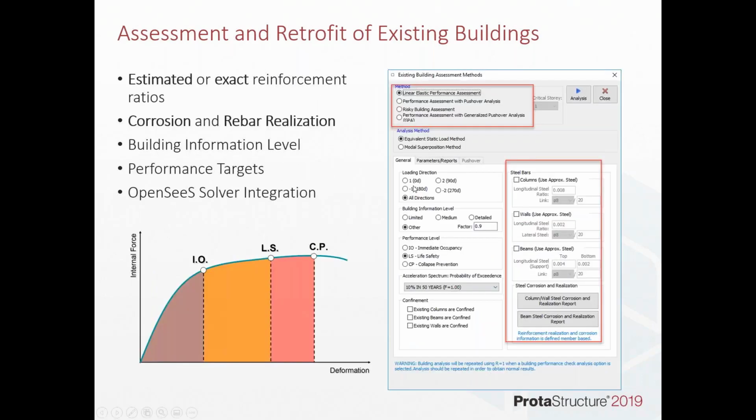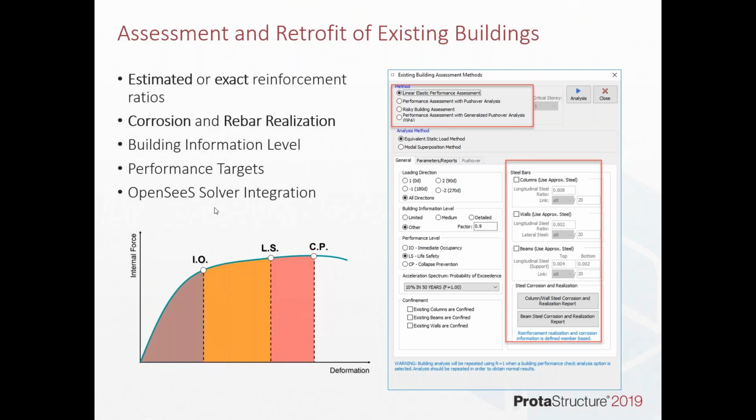So these can all be done within the software. If you have an existing building that you want to assess, you can just predetermine things like steel ratios, and the software can make a basic assessment of the structure based on limited information. So you can start this process even if you don't have all the information available to you.